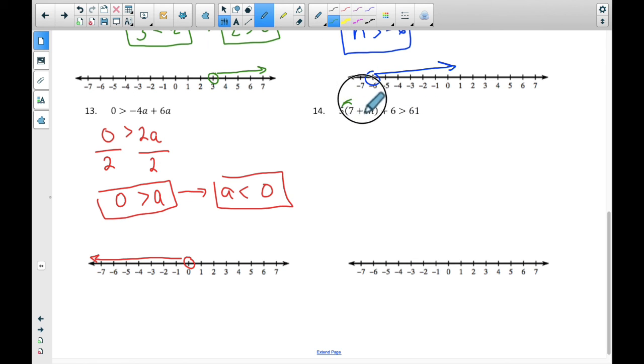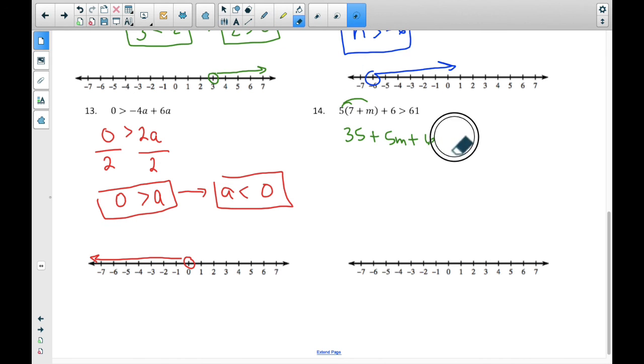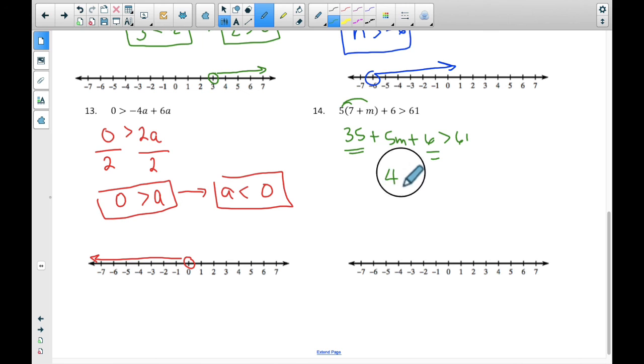Last problem, I'm going to distribute this. When I distribute this, 5 times 7 is 35. I have a 5m, and then I have my plus 6. Oops, I don't need an equals. Greater than 61. I need to combine my like terms. I have a 35 and a 6. I need to add those together to make 41. I need to make sure I get my sign pointing the right way. Okay. Just need to solve it like I would solve an equation. Same process. Subtract my 41. That gives me 5m greater than 20.